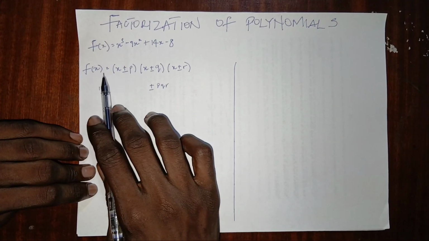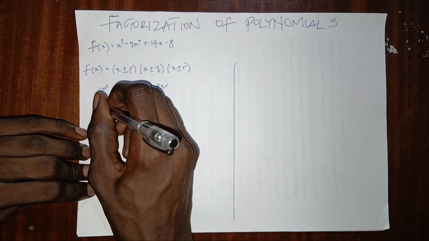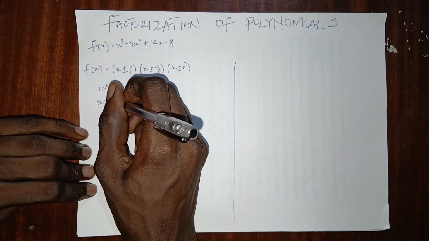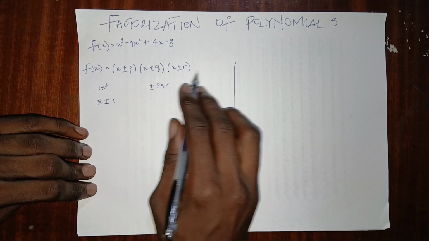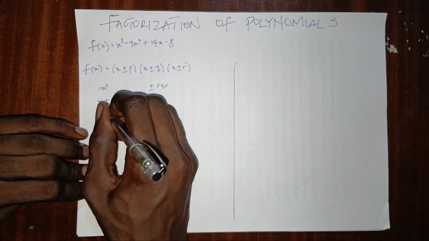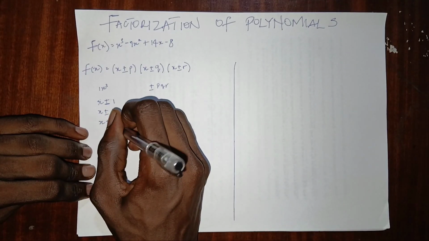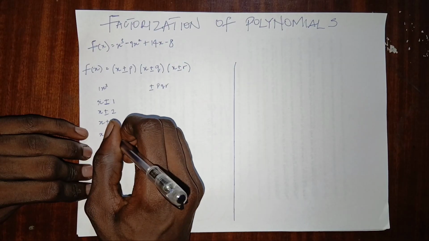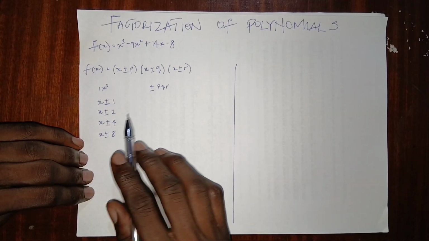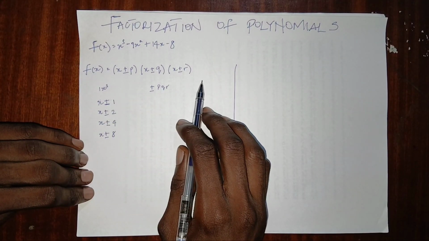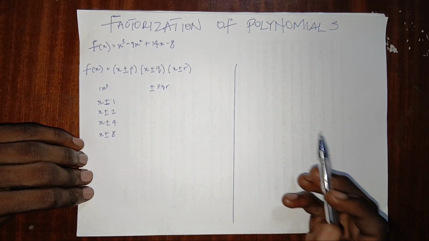So we can have options like plus 1, minus 1. 1 is a factor of 8. 4 is a factor of 8. 8 is a factor of 8. So these could be the possible answers for all this. Now to know which of these is a factor, we have to look for which of them gives a factor.